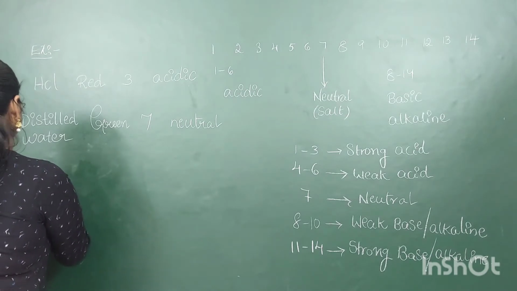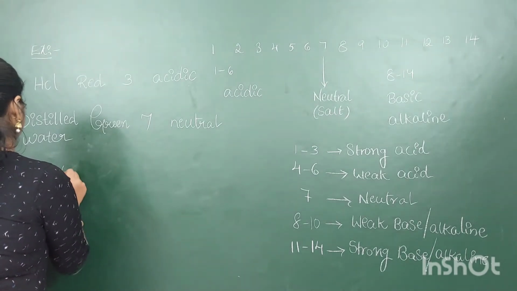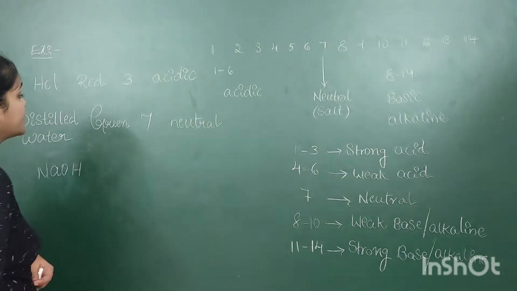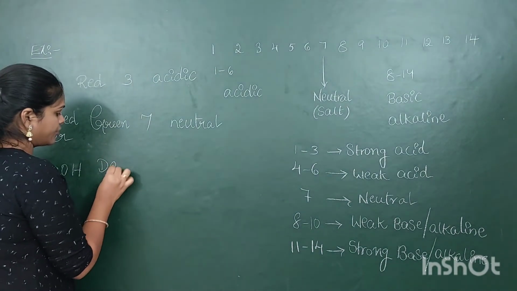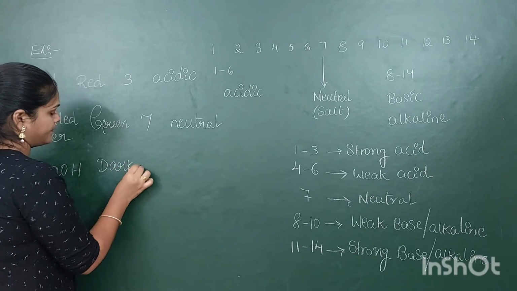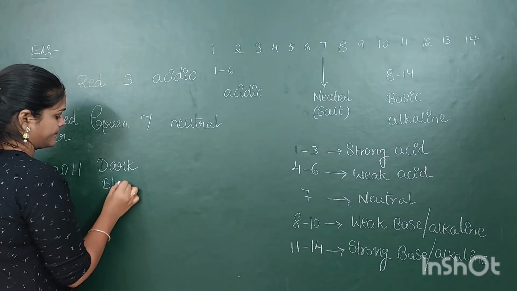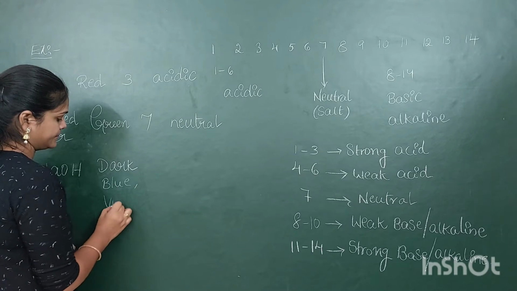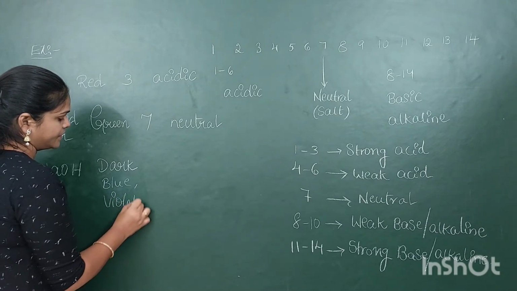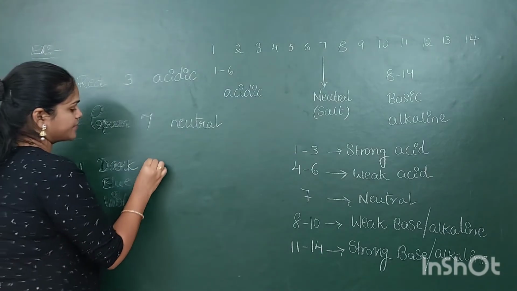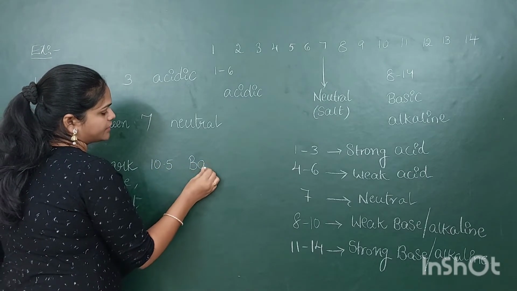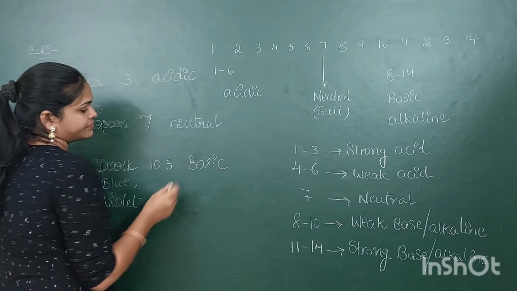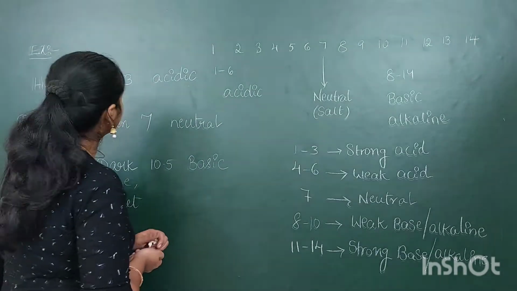NaOH. It will appear in dark blue color or violet color. Its pH value will be approximately 10.5. It is basic in nature.